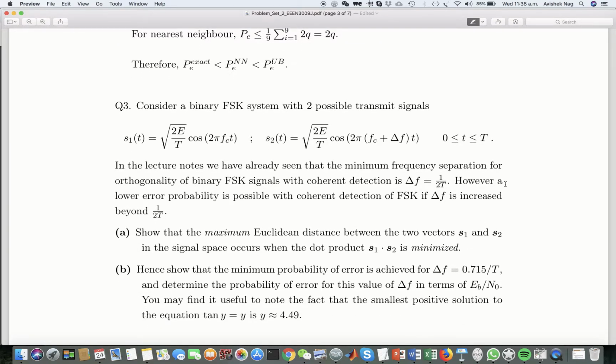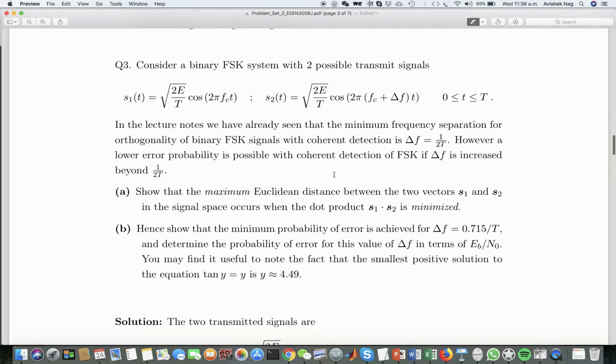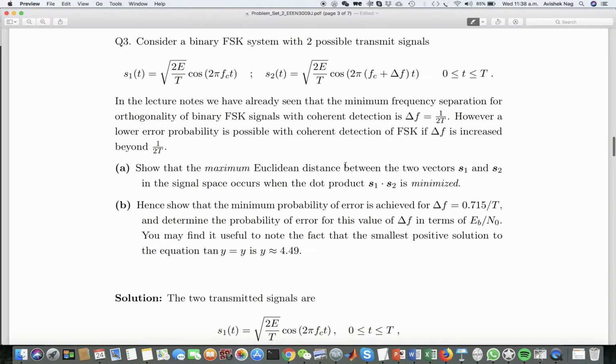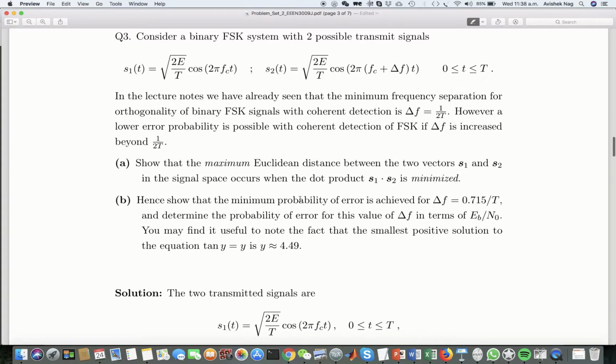In question 3, you had two FSK signals and you were asked to show that the maximum Euclidean distance between the two signal vectors S1 and S2 occurs when the dot product is minimized. So that was part A. For this part, many of you tried to solve it in different ways, but I think you got the concept right, but the implementation was a bit roundabout.